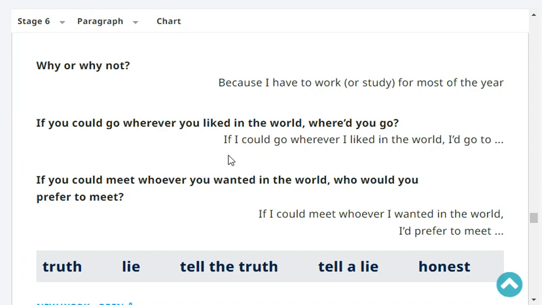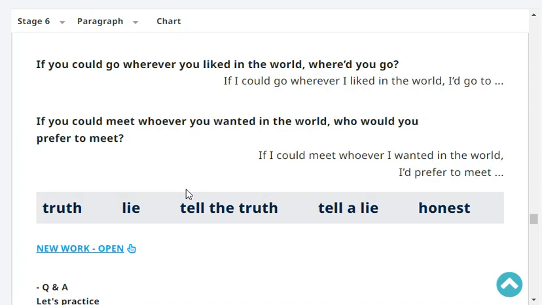If I could go wherever I like in the world, I'd go to the Philippines. Scotland. Oh, yeah, Scotland. Very good. Next, if you could meet whoever you wanted in the world, who would you prefer to meet?